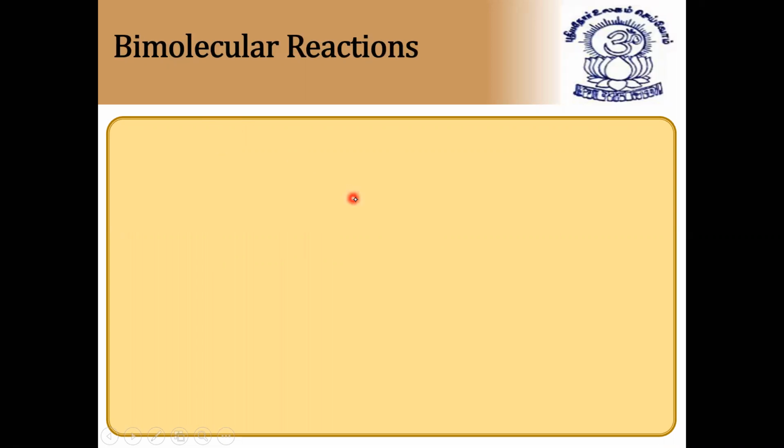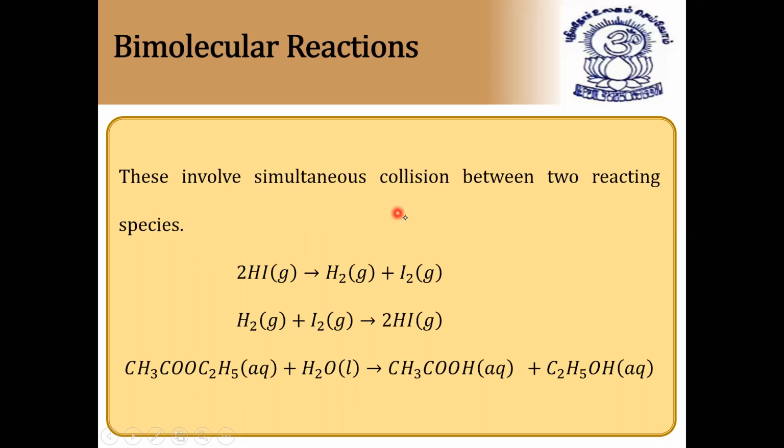Bimolecular means two molecules are involved. These involve simultaneous collision between two reacting species. For example, two molecules of hydrogen iodide react to form H2 plus I2. Two separate molecules are also bimolecular. So the molecularity for this reaction is 2.